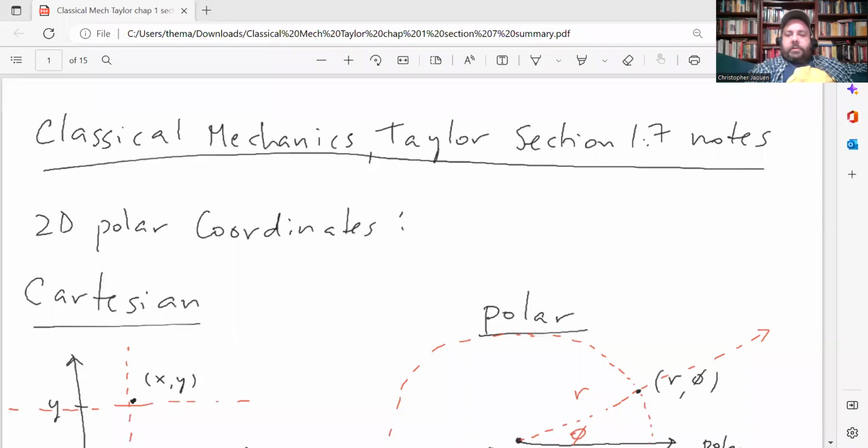So let me bring up my chapter summary. All right, here it is. Just move some things out of the way. All right, so this is my summary for section 1.7. Like I said, it's on two-dimensional polar coordinates.